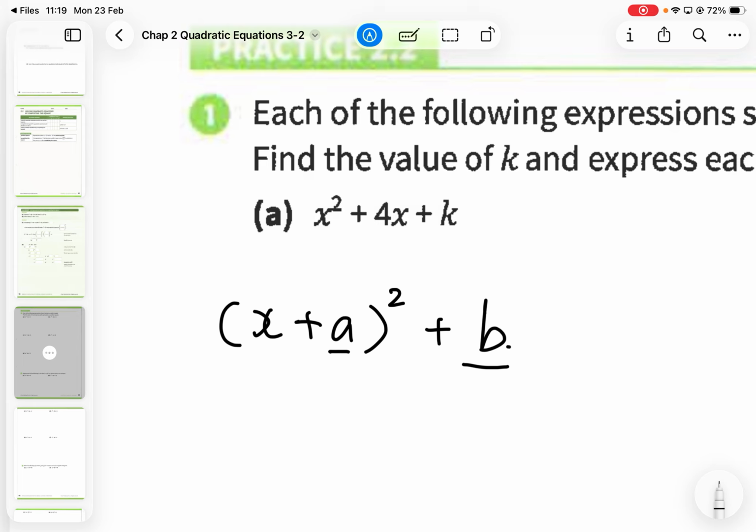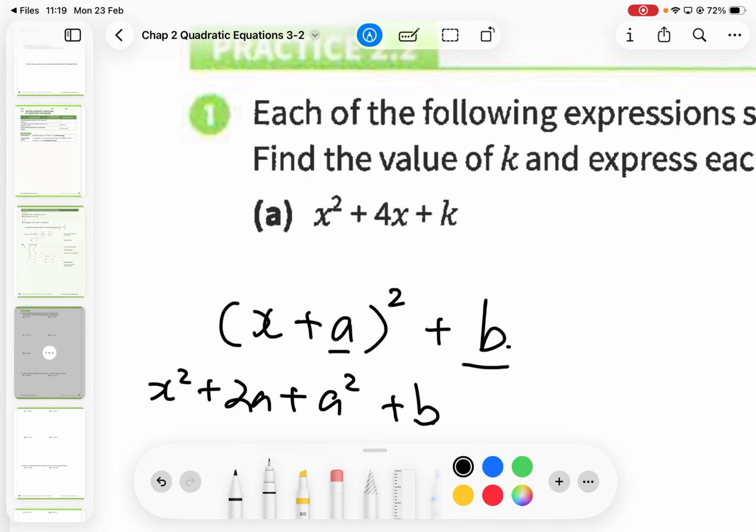If I go and do expansion here, I use my identity, I will have x squared plus 2ax plus a squared. Okay? Then this one is B behind. I never change. So if I do my expansion here, and this is actually the same as this, you will see that by comparing, my x squared is the same as x squared already. So this one is 2ax.